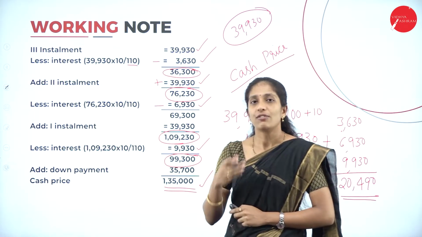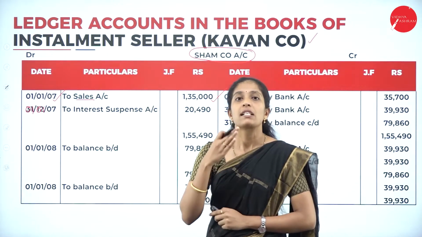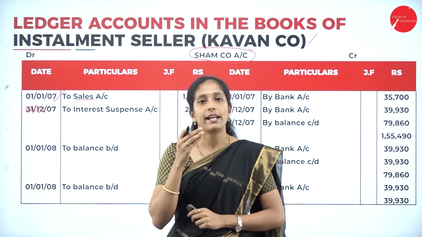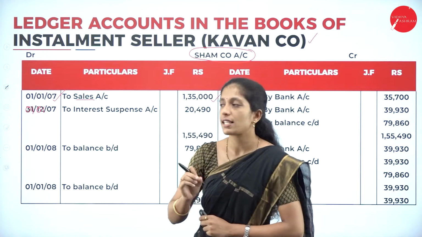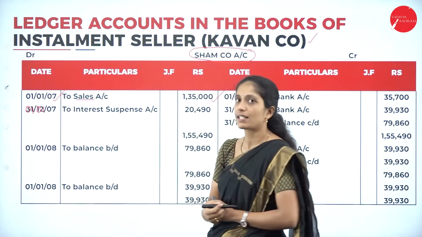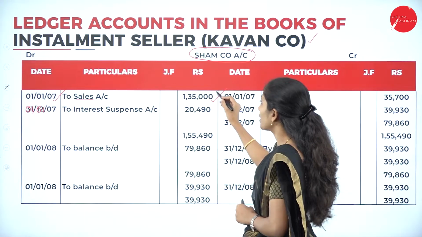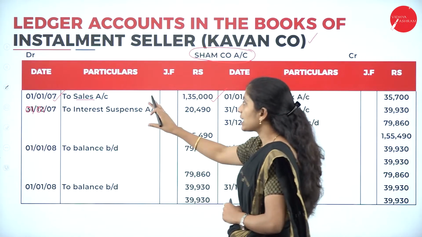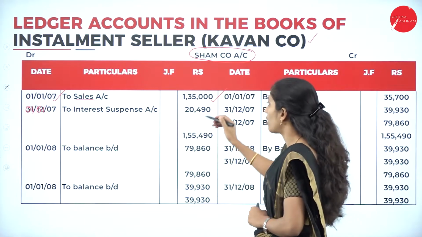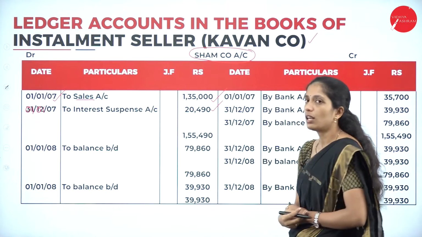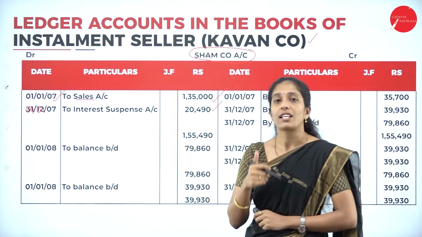So what is the first entry? That is for sale of asset. So your entry will be installment purchaser account debit to sales account, to interest suspense account. So in sales, you will write the cash price of the asset. In interest suspense account, you will add all the interest of 3 years and record, that is 20,490. So this is your first entry.